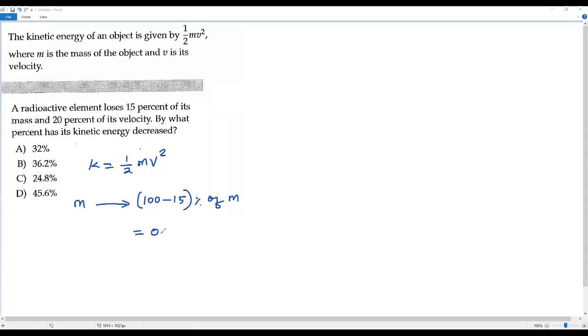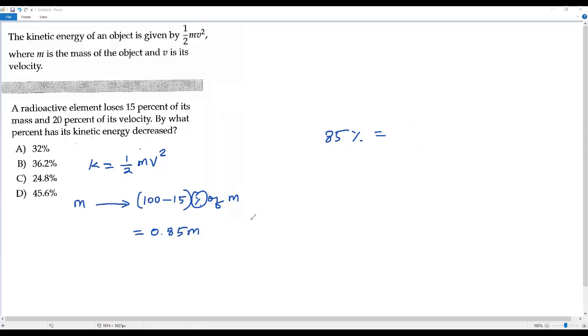85% can be converted to decimal. It will become 0.85. Of means times m. So 100 minus 15 is 85%. 85% can be converted to decimal by taking 100 as the denominator for 85 because we have a percentage. So 85 over 100 is equal to 0.85.